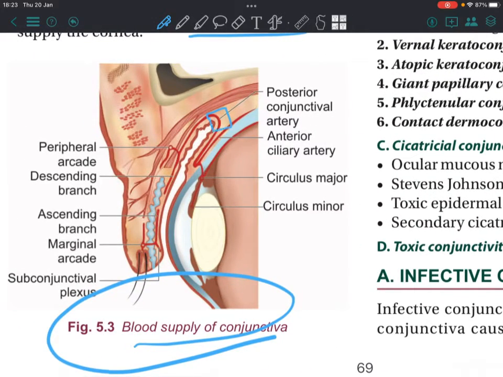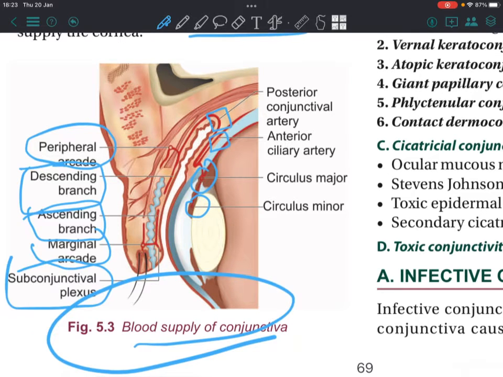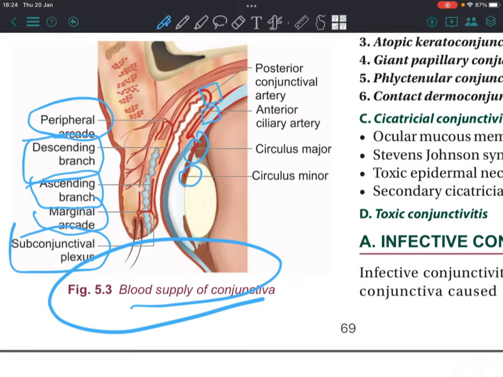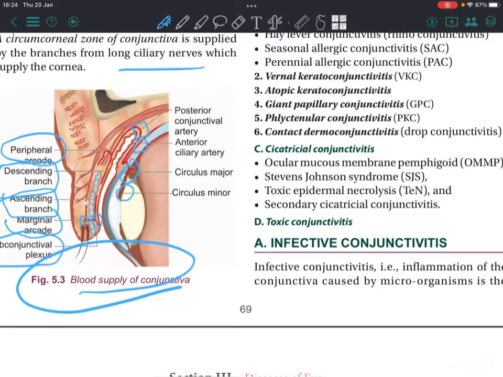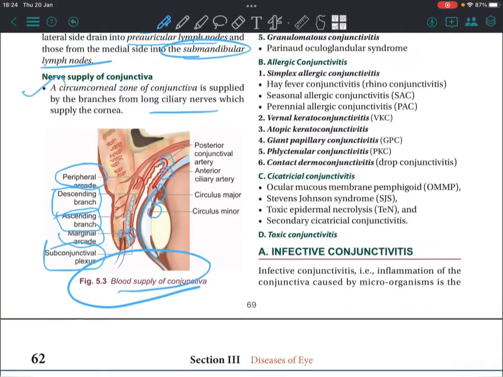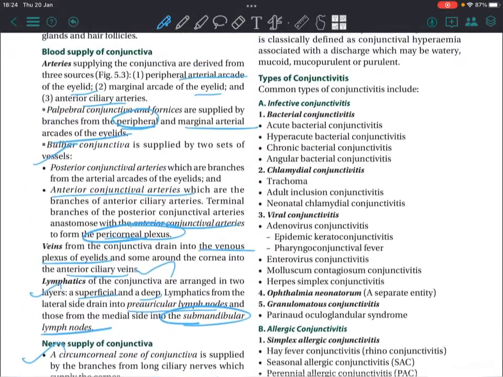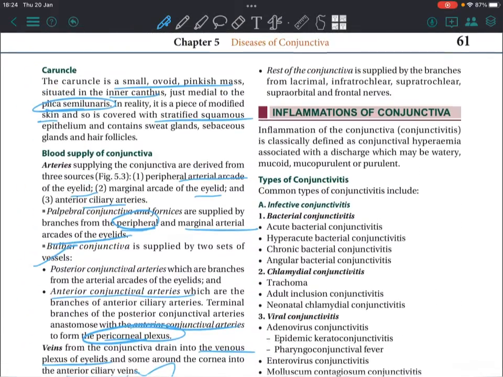Posterior conjunctival artery, anterior ciliary artery, circulus major, circulus minor, peripheral arcade, descending branch, ascending branch, marginal arcade, subconjunctival plexus. Nerve supply of the rest of the conjunctiva: sublateral branches from lacrimal, infratrochlear, supratrochlear, supraorbital, and frontal nerves.